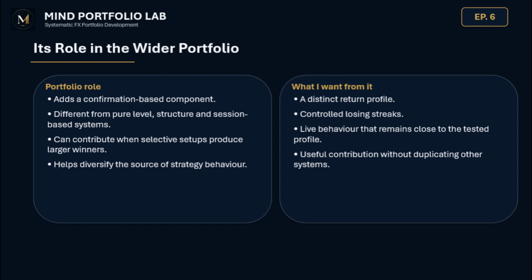The uploaded test shows an average holding time of around 6.5 hours, but the maximum holding time is much longer. So even though many trades may resolve within the day, the EA can still carry overnight or multi-day exposure. That creates a different type of risk from a very short hold strategy. It also means I need to monitor whether live holding behavior remains broadly recognizable. If live trades start holding much longer or behaving very differently from the test profile, that would be something to review. At portfolio level, this EA gives me another source of behavior.